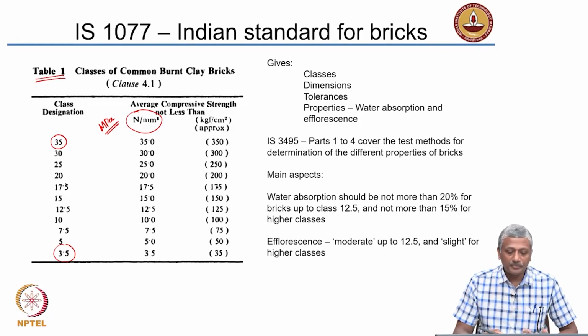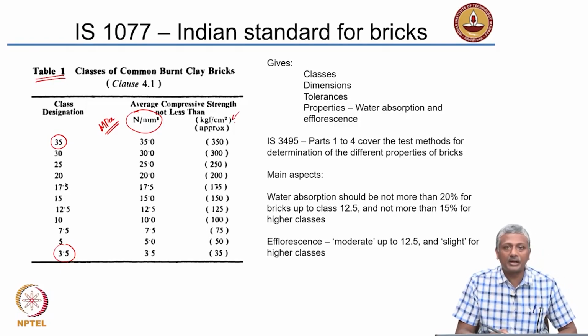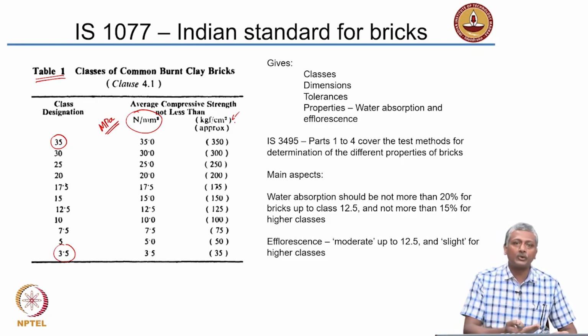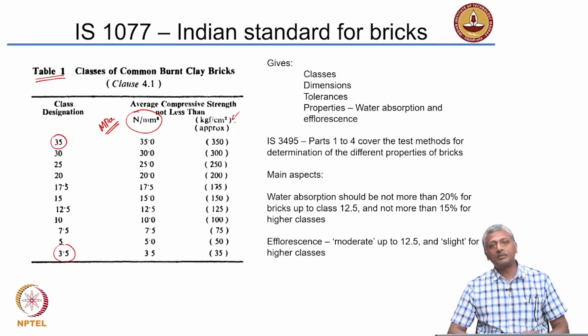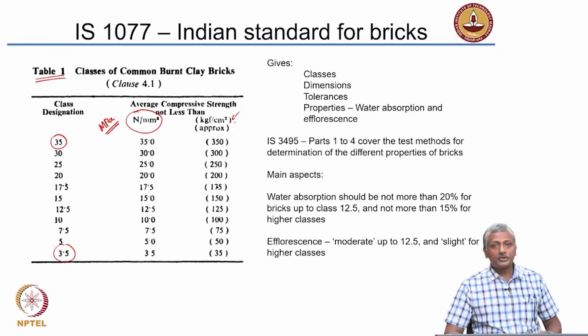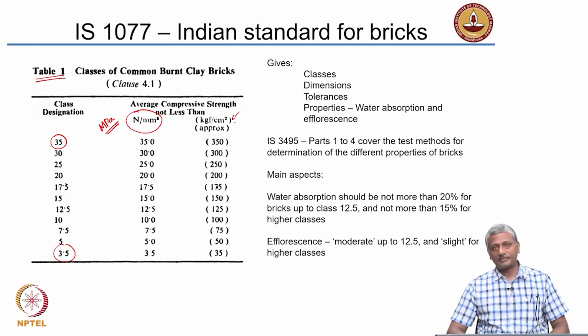Okay. So again, the strength is also given in the old English system, that is kilogram force per square centimeter. That basically is almost equal to 10 times the megapascal strength. So 35 becomes 350, 20 becomes 200 and so on. Okay. So based upon the strength of the brick, you define the category or class of the brick.